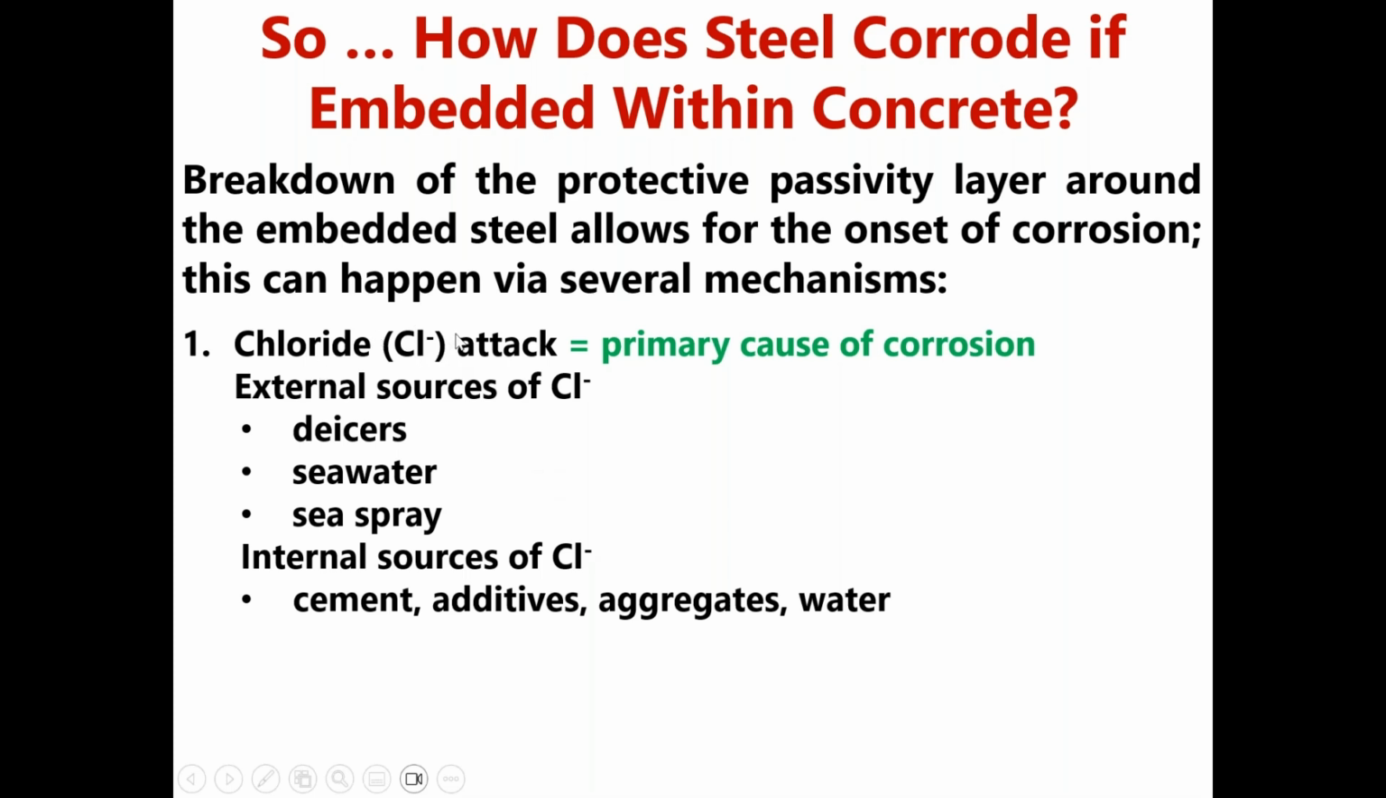But if it has a negative charge associated with it, like a Cl-1 is shown here, we now call it a chloride, right? So chloride attack is the primary cause of corrosion of embedded steel. So where does the chloride come from?